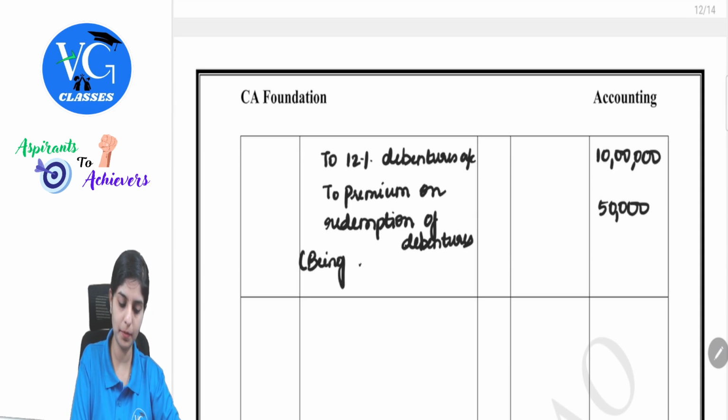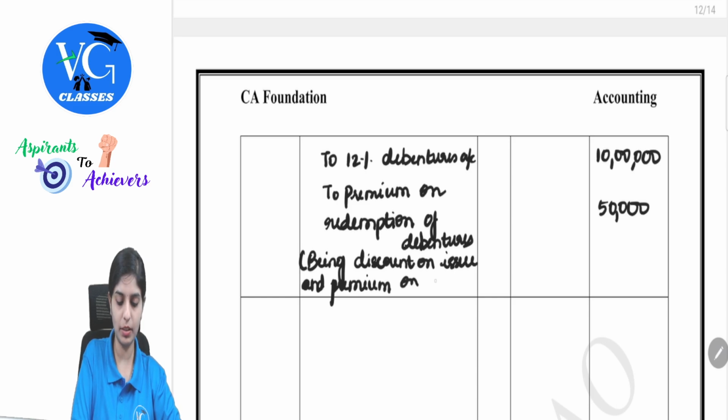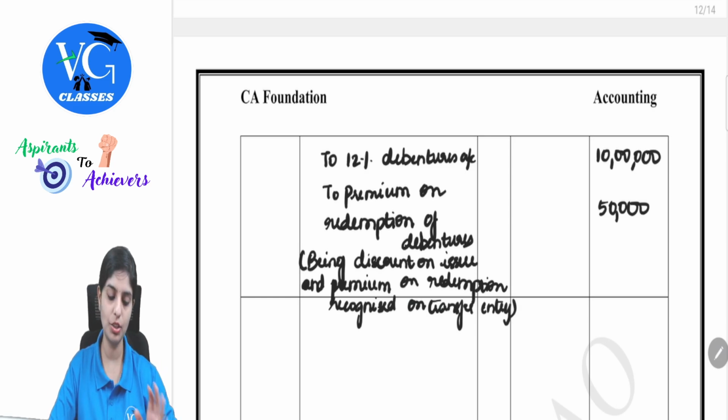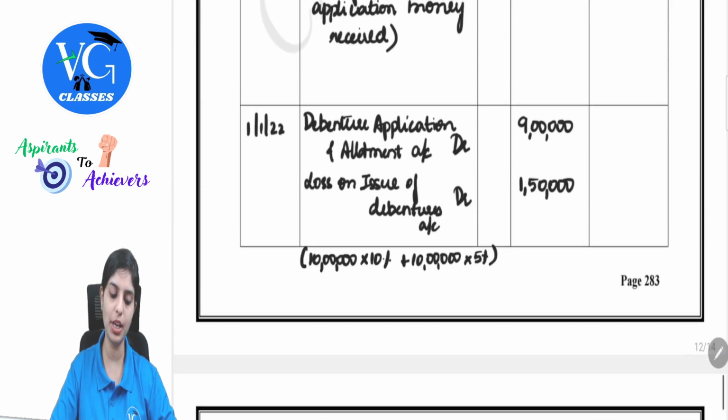Being discount on issue and premium on redemption recognized on transfer entry. Narration, you can write just to explain what the entry is all about.